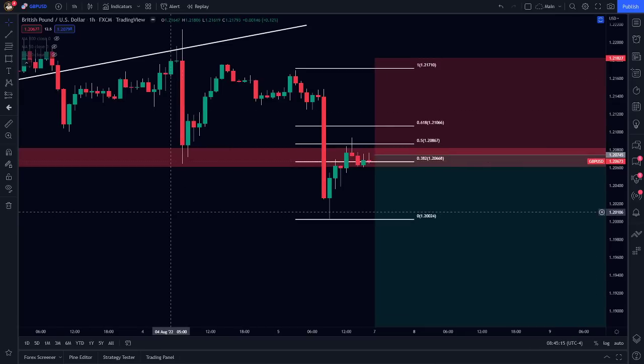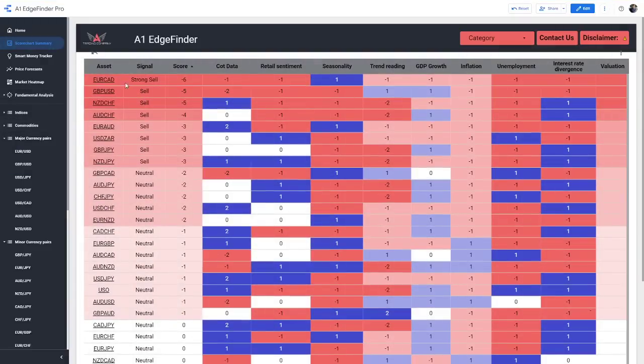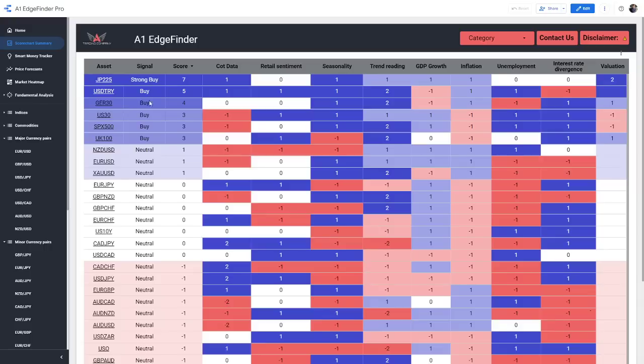And there you go. Let's go back to the Edge Finder here for a second, see what else we have on the score chart summary, and if there's anything else here that's super interesting. Another thing I wanted to point out really quickly was the indices. If you trade US 30, SPX500, NAS 100, UK 100, German 30, if you trade any of the big ones, right?